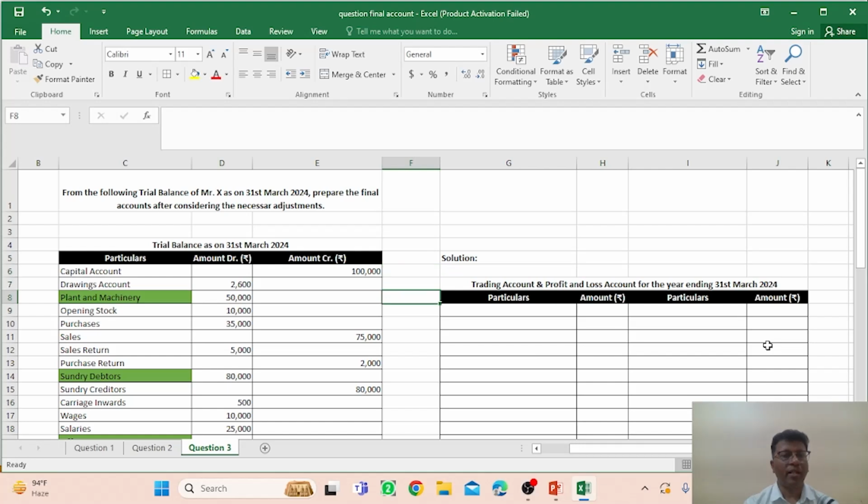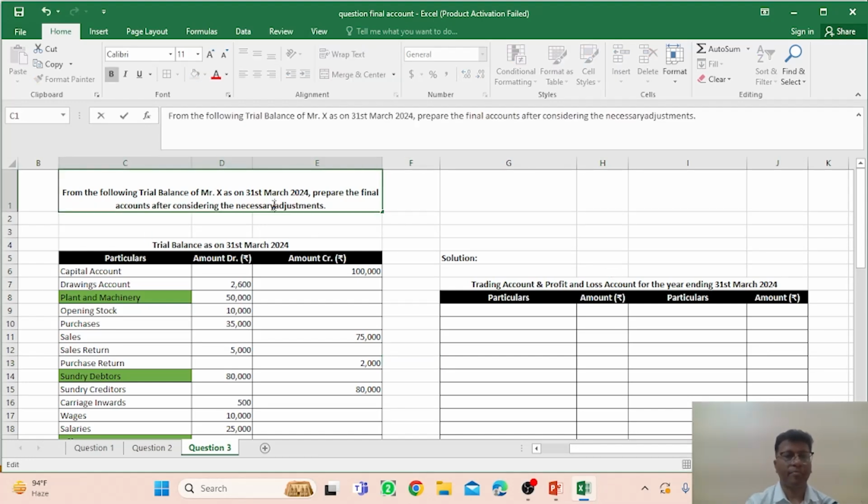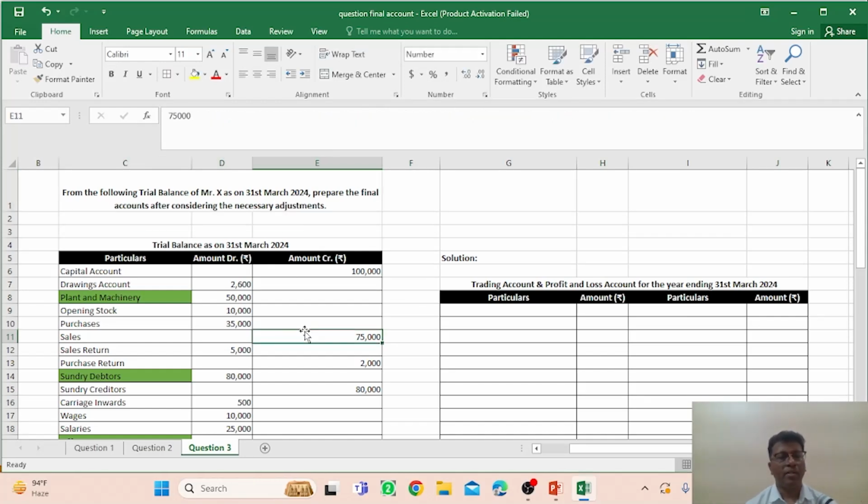So this is the numerical question. We read it: from the following trial balance of Mr. X as on 31st March 2024, prepare the final accounts after considering the necessary adjustments. Right? So trial balance as on 31st March 2024 is given to you.